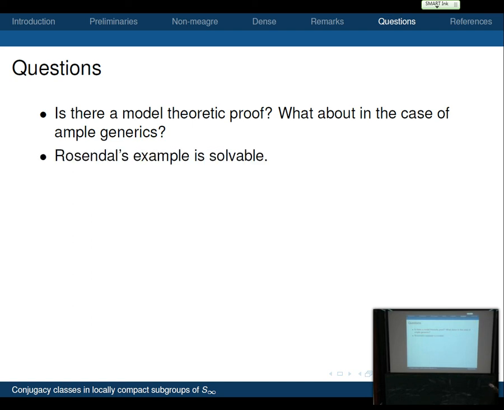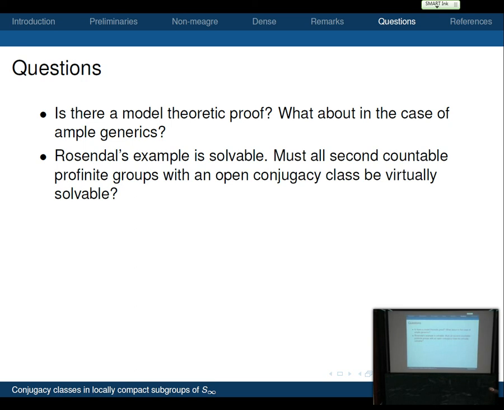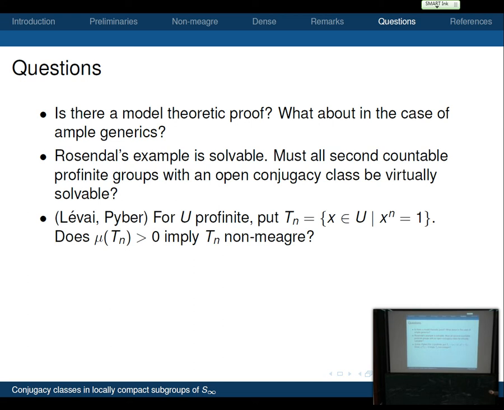Rosenthal's example is solvable. So must all second countable profinite groups with an open conjugacy class be virtually solvable? And you need the virtually bit here to rule out finite groups, right? You can just take a finite simple group and that has this property. I can prove this in a couple special cases, and it runs into some interesting deep problems in, I guess, asymptotic finite group theory, like what happens to derived length if you have properties on a sequence of solvable subgroups.